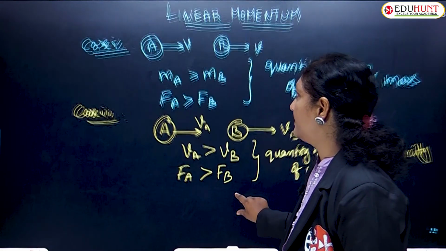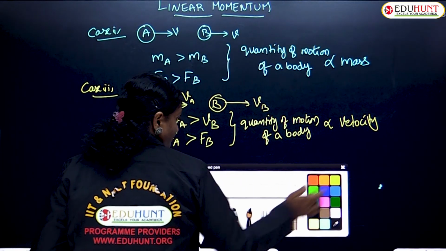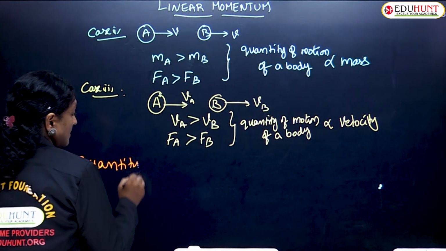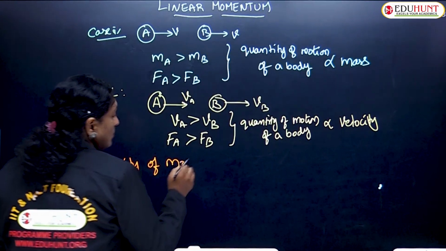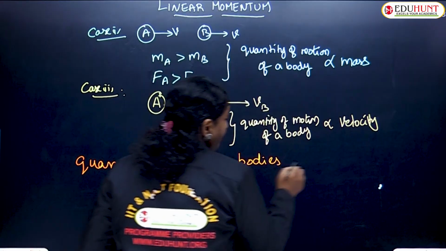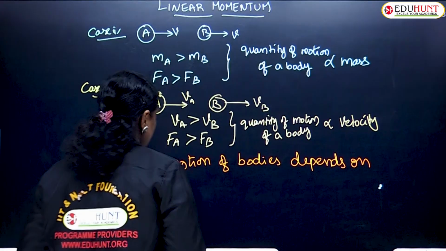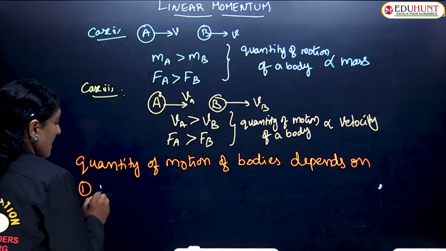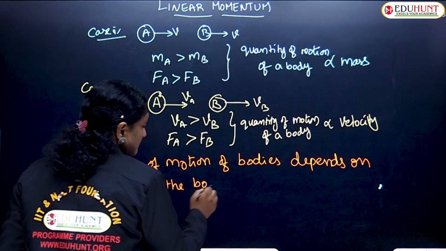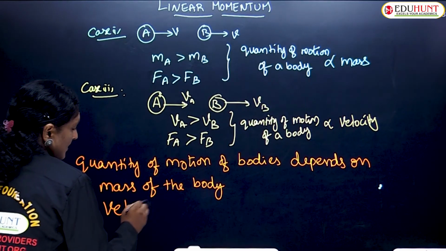So let me write it here. The quantity of motion of a body depends on two factors. What are the two factors? The first one is the mass of the body, and the second one is the velocity of the body.